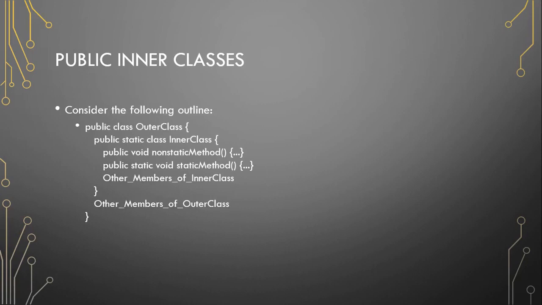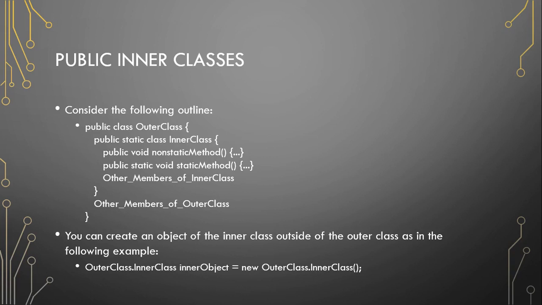So if we look at this following outline: public class OuterClass, public static class InnerClass, and so on, with static methods. We can therefore create an object of the inner class outside the outer class as in the following example. OuterClass.InnerClass object = new OuterClass.InnerClass(); You'll notice automatically you can see there's a few small changes here.